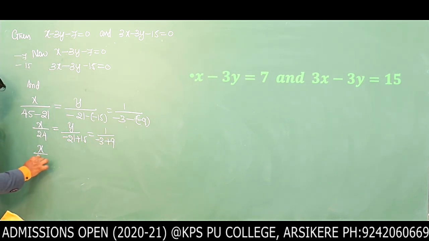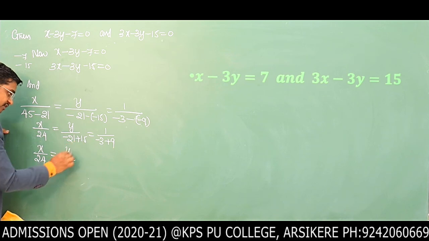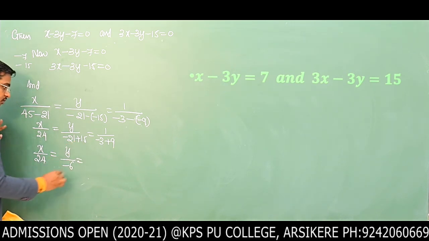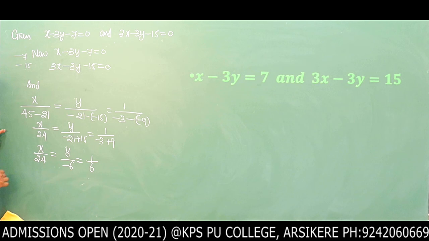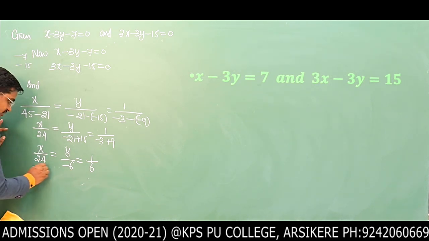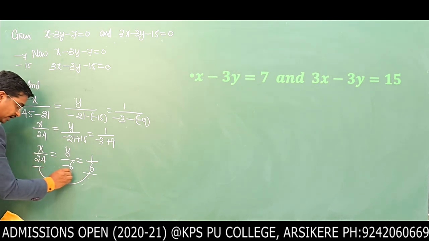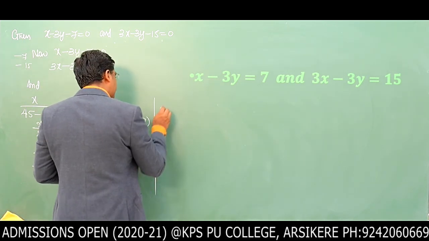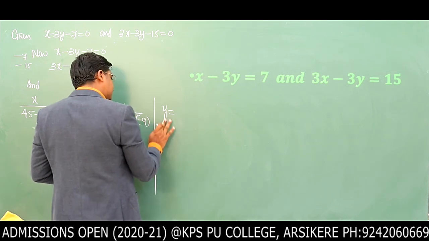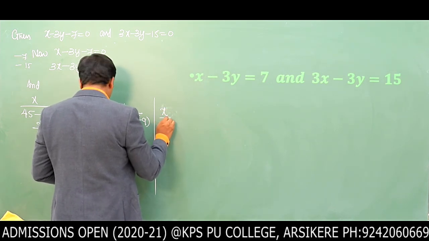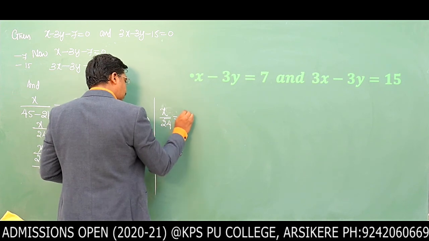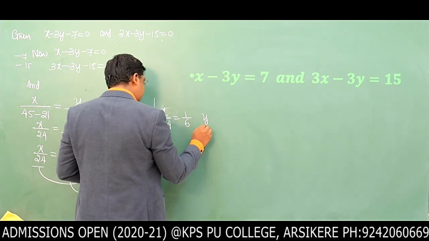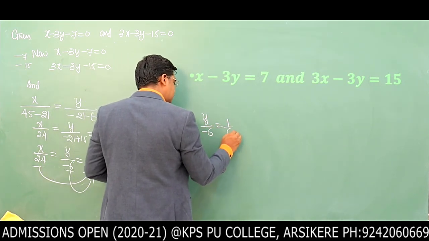X divided by 24, as it is, is equal to, what happens, y divided by, look, minus 21 plus 15, that becomes minus 6, is equal to 1 over 6. Now take x term equal to 1 by 6 and y term equal to 1 by 6. Let's see what it reduces to now. First write x here. X divided by 24 is equal to 1 by 6 and y divided by minus 6 is equal to 1 by 6.